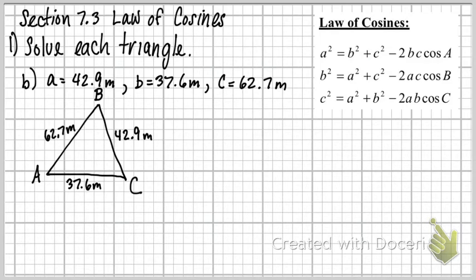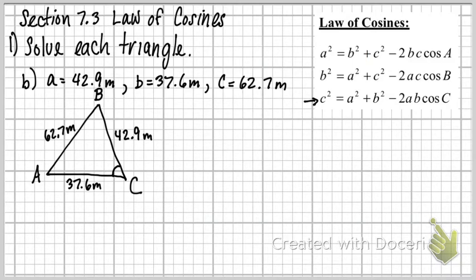Now, one of the big things to keep in mind for these is to always start by solving for the largest angle. What I mean by that is this here, angle C, is actually going to be the largest angle because that's going to be opposite the largest side, which is 62.7 meters. So this is where we're going to start. We're going to start with this formula here, the third one, because then I can actually find angle C. So now we're just going to plug everything in here.